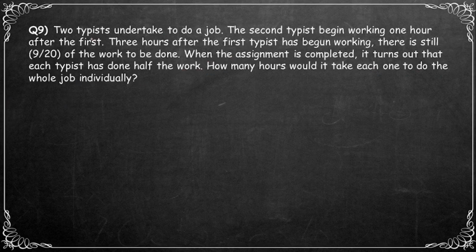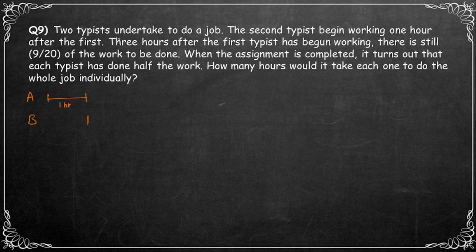Okay, so we'll take it sentence by sentence. Two typists undertake to do a job. So let's call them A and B. Now the second sentence is, the second typist begins working 1 hour after the first. So after the first typist has worked for 1 hour, the second typist begins the work. So he did not work for the first hour.